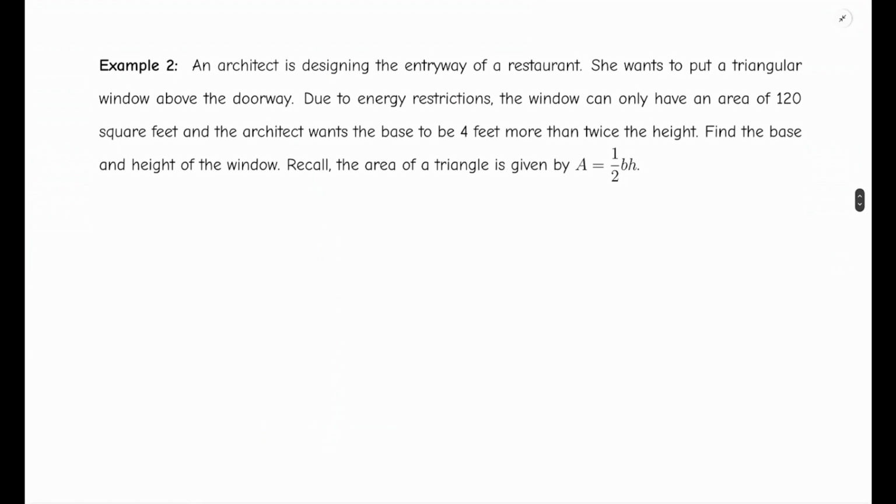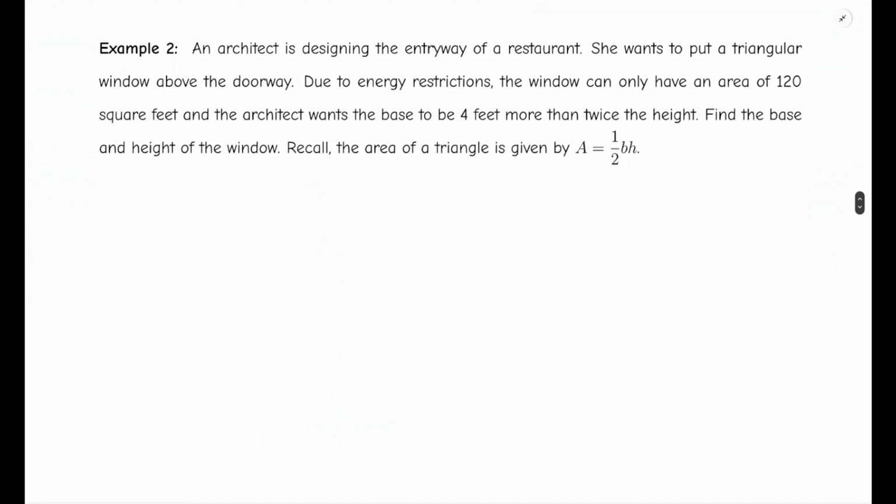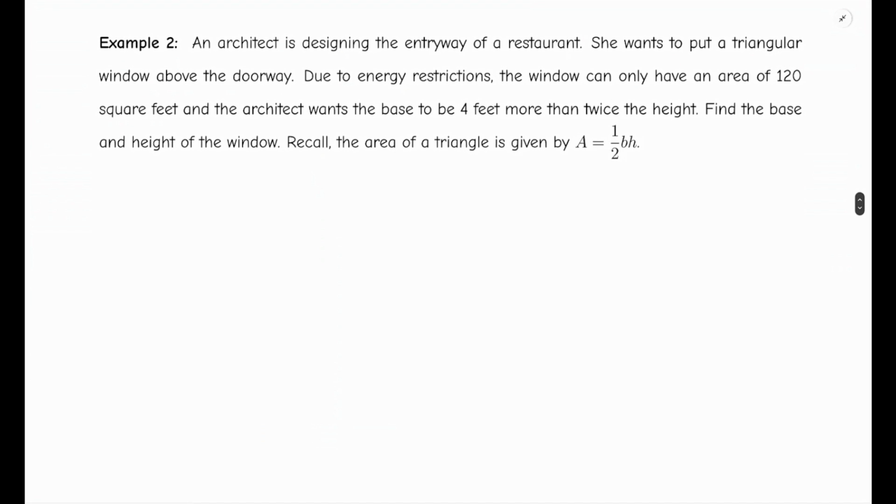Example 2. An architect is designing the entryway of a restaurant. She wants to put a triangular window above the doorway. Due to energy restrictions, the window can only have an area of 120 square feet, and the architect wants the base to be 4 feet more than twice the height. Find the base and the height of the window. Recall the area of a triangle is given by A equals 1/2 BH.